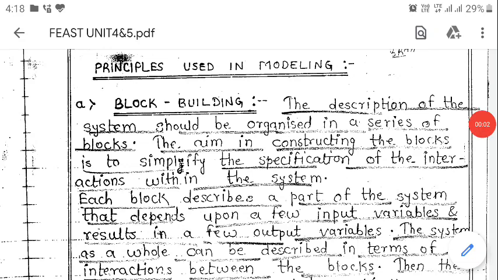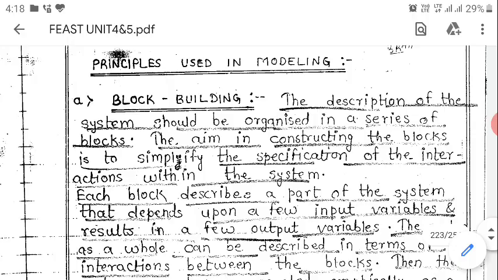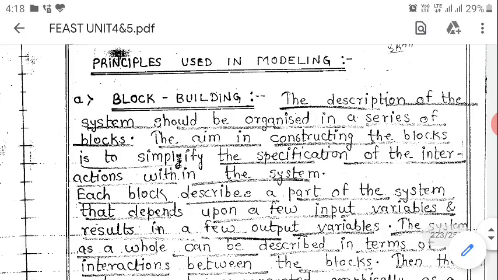Hello students, today we are going to see the principles used in modeling. In the last lecture we saw the types of models and in detail how models are constructed. And today we will study the principles used in modeling.